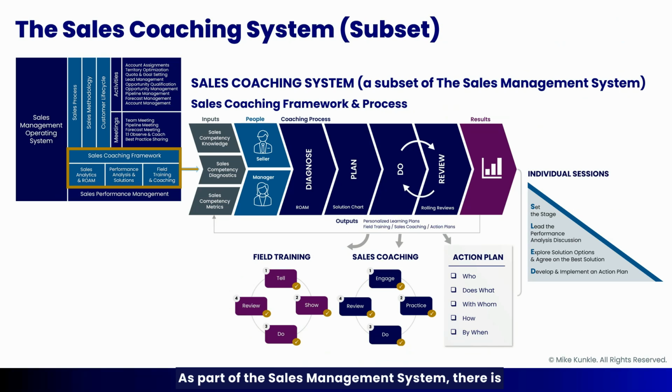As part of the sales management system, there is also that embedded sales coaching system that I mentioned. The coaching system includes a framework, a process, and models, all of which combine into the coaching system that will allow you to create a cadence of continuous improvement, which of course will lift sales results. And it starts by training, developing, and coaching the frontline sales managers so they can do this.